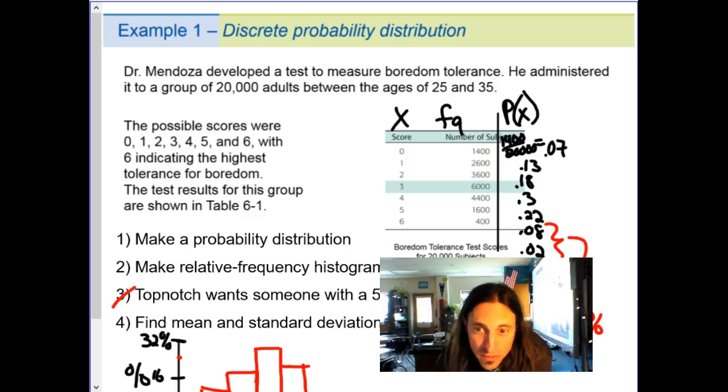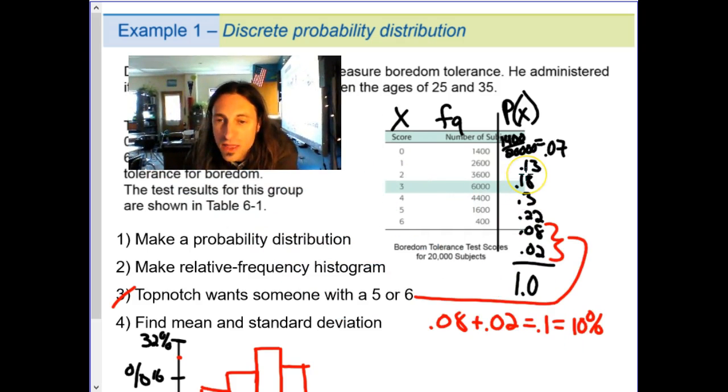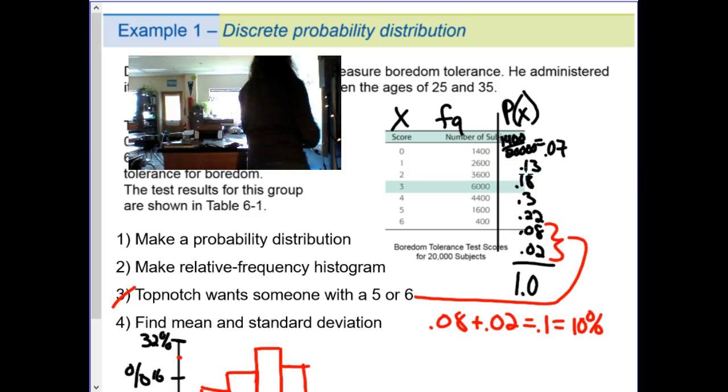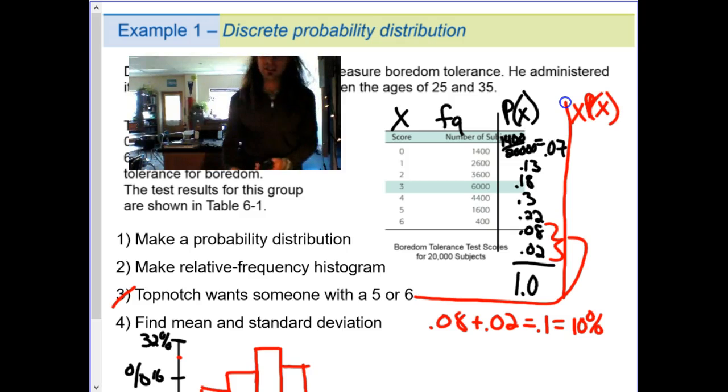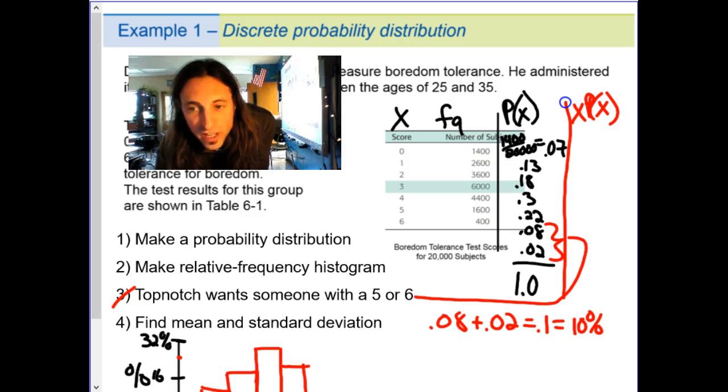I'm actually going to do this example on the one we just did. Let me get my mug out of the way. So the next thing I need to do is make another column here. And I've got my probabilities. And it's getting a little messy. Sorry about the mess. So now we're going to do x times the probability of x. And so what I'm talking about is 0.07 times 0.